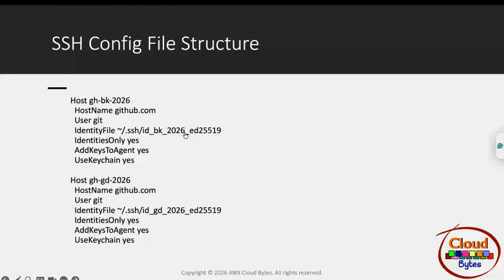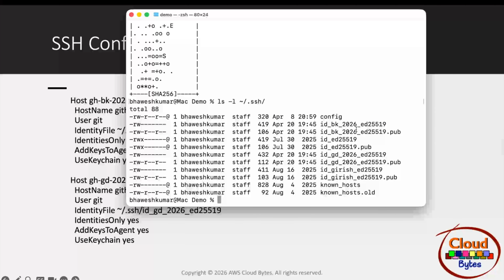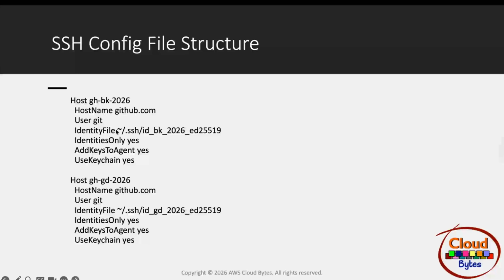So if you look at this file, this is the file. This is the private key. Similarly here, this is the private key. That's what we are saying, the identity is at this location. Identities only is yes, which is we are saying go by this specific key. Add keys to agent, it's basically a cache passphrase. So we'll just keep it yes. And in Mac, we are saying use keychain, yes, which is basically macOS keychain integration.